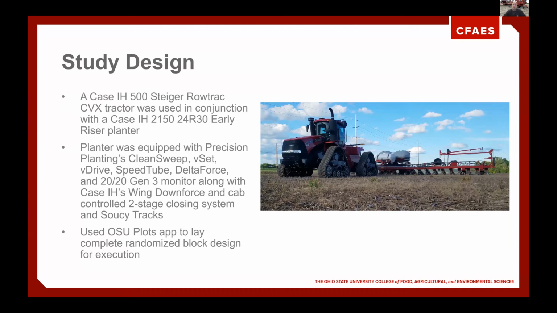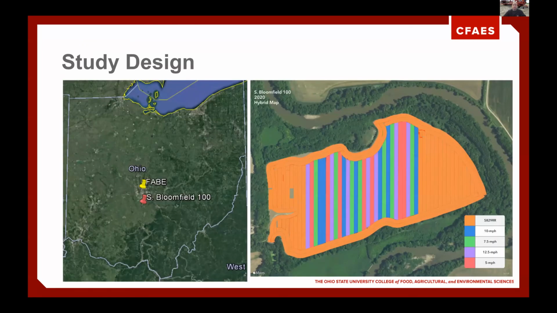On the Case IH side, we were equipped with wing downforce to keep the planter level, the toolbar level, and spread out the weight throughout the field. And we had the 2-stage closing system on the rear that is a set point from the cab. We also equipped this planter with a set of SUSI tracks to help with flotation and pinch row compaction throughout all our studies in 2020. We used our OSU Plots app to lay out our complete randomized block design for execution during the planting stage.